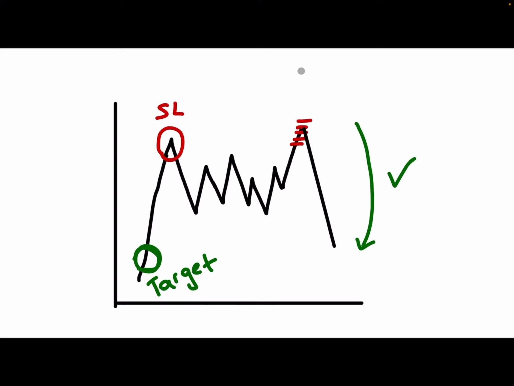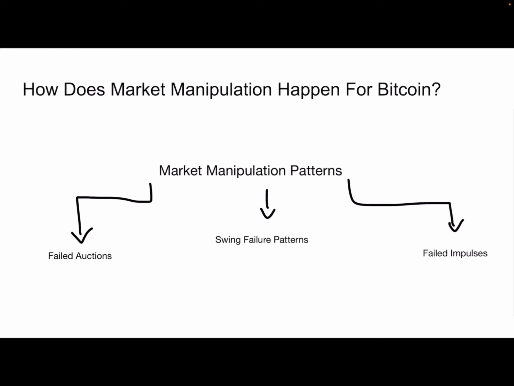And then when he's entering the market here, maybe he's leaving one position behind, but he's having a much better position here because his risk reward is much better, and he doesn't have to push the price down because he identified a great level to enter the market. Now, these kinds of moves happen with patterns, and those patterns are the failed auctions, swing failure patterns, and the failed impulses. I will talk you through these two first because they are a lot more common for Bitcoin.